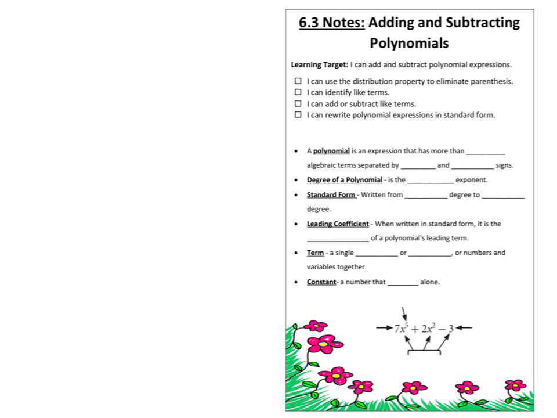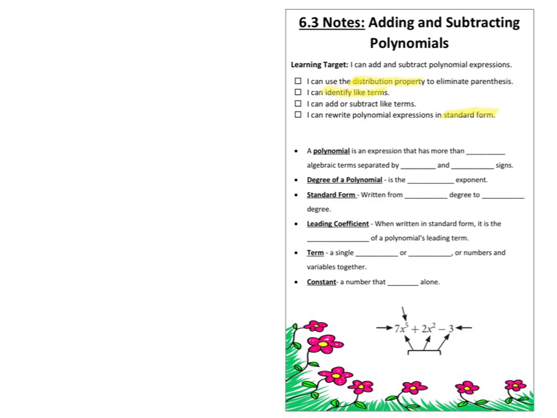And we're going to have to use the distribution property, potentially, where we multiply when we see parentheses. We're going to have to identify like terms, add or subtract like terms, so combine like terms, and then rewrite the polynomial expression in standard form. We've talked about standard form with linear functions. We've kind of stepped away from it, and we're going to talk about a general understanding of what standard form is, across any type of function.